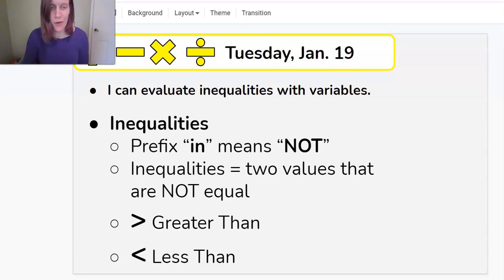Hi, fifth graders. Welcome back to another day of algebra. Last week, we evaluated algebraic expressions using variables. Today, we're going to evaluate inequalities using variables.